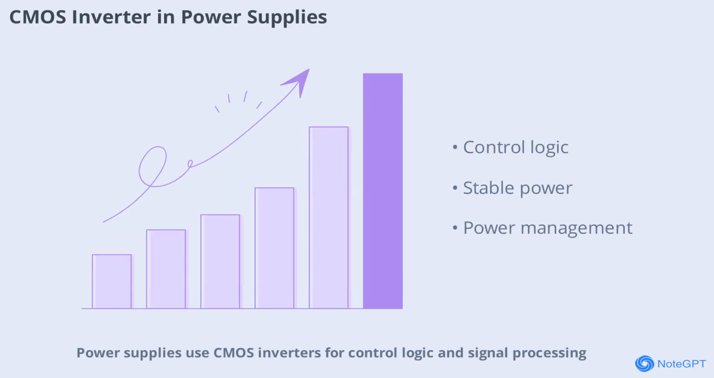Power supplies use CMOS inverters for control logic and signal processing. Their efficiency supports stable and reliable power delivery. We'll discuss how CMOS inverters are used in power management and regulation.